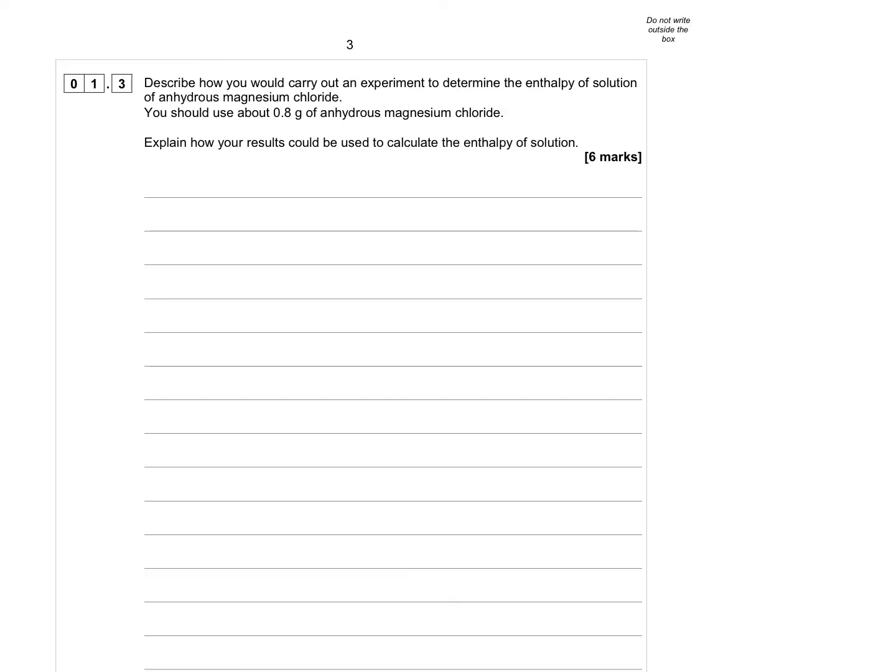So 1.3 is a 6-mark level of response question asking you about practical details and how you would do this experiment. So you need to think back and remember the calorimetry in a cup practical that you did back in year 12.